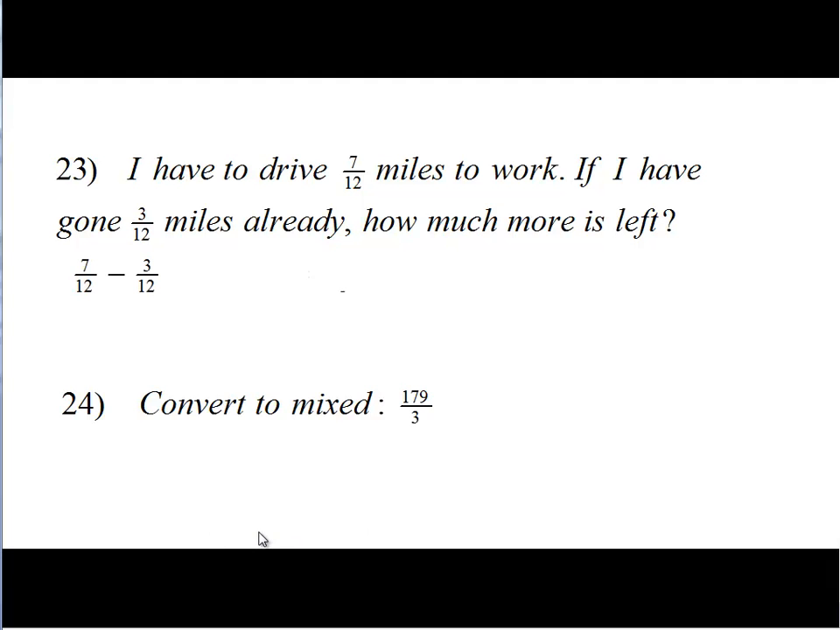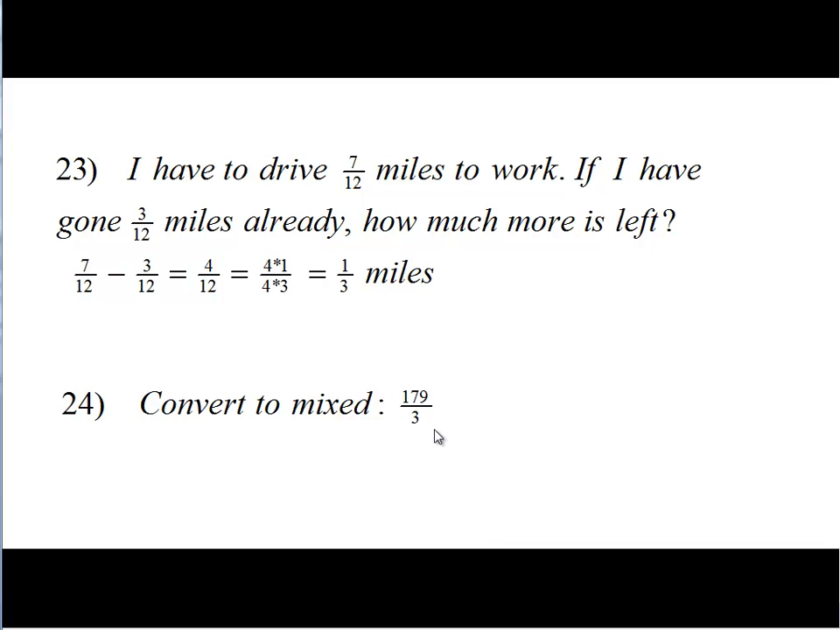Okay, I'm going to have to drive 7/12 of a mile, and I've already gone 3/12, so I just subtract them. 7/12 minus 3/12 is 4/12. 4 is 4 times 1. 12 is 4 times 3. We can cancel the 4's. And that gives you 1/3 miles left to go.